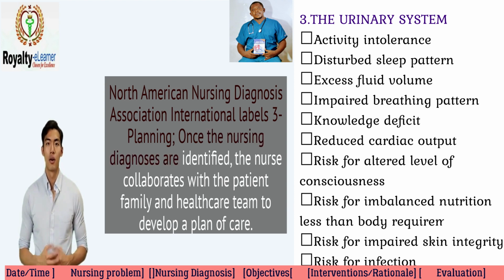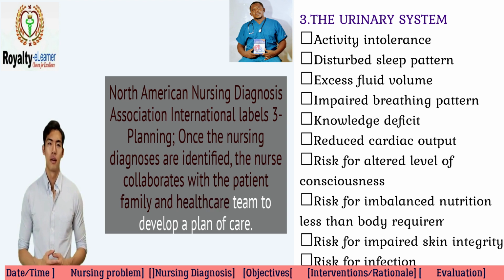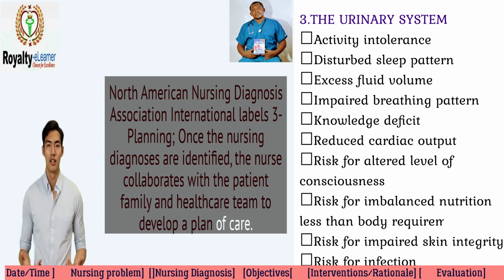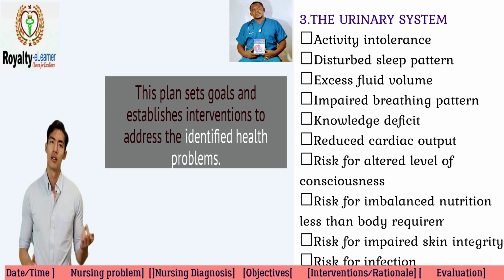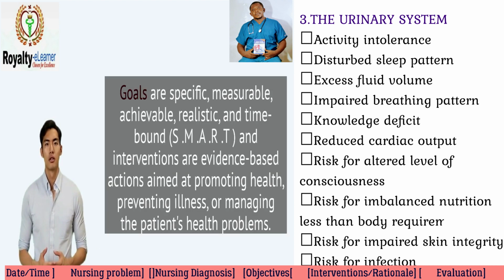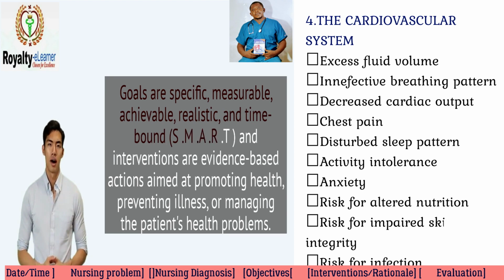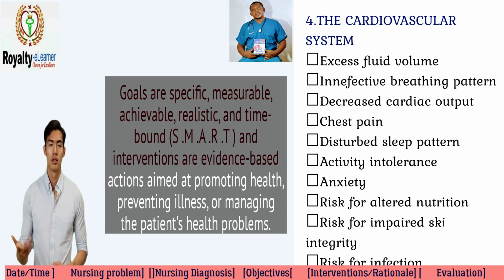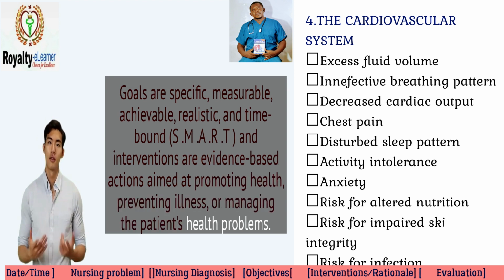3. Planning. Once the nursing diagnoses are identified, the nurse collaborates with the patient, family, and healthcare team to develop a plan of care. This plan sets goals and establishes interventions to address the identified health problems. Goals are specific, measurable, achievable, realistic, and time-bound, SMART, and interventions are evidence-based actions aimed at promoting health, preventing illness, or managing the patient's health problems.